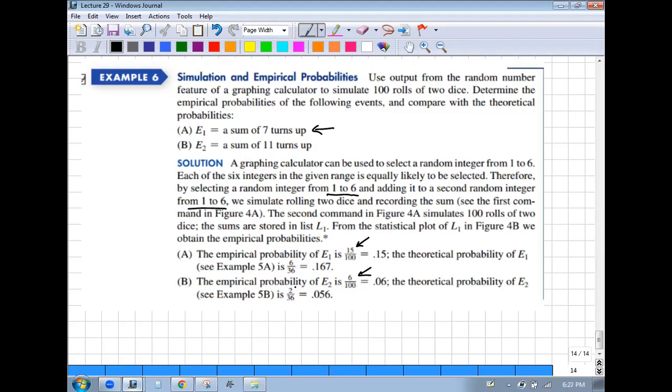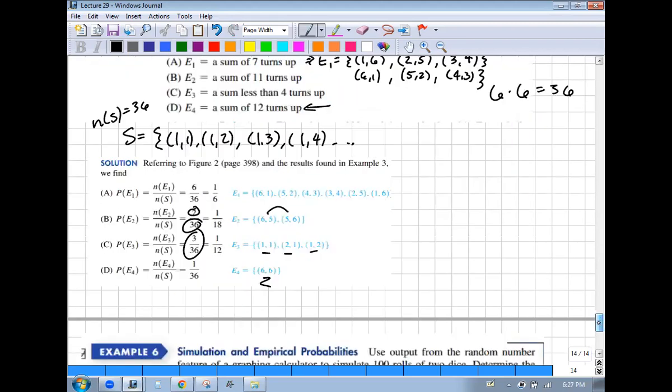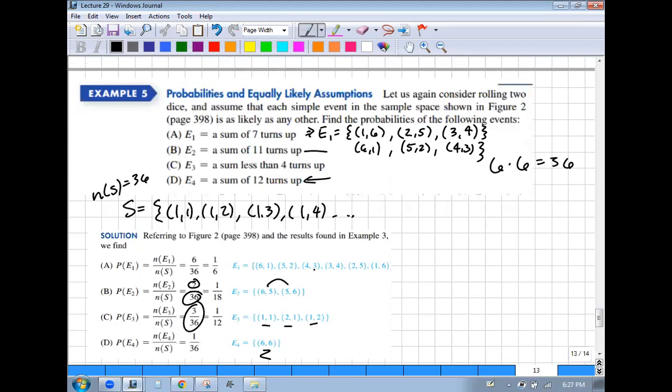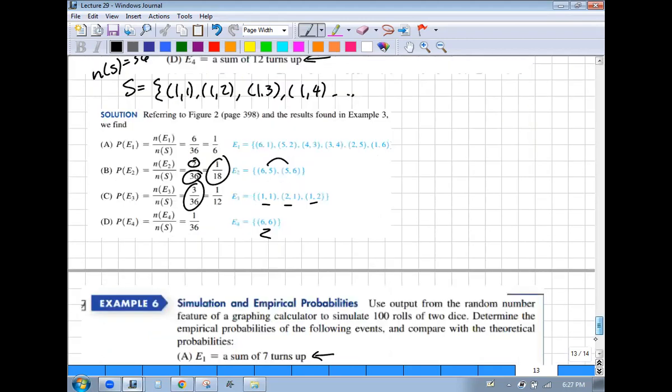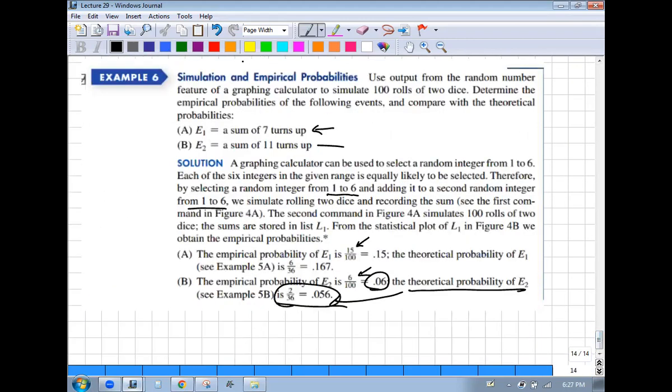So on the calculator, they're getting 0.6. The theoretical is 0.056. So out of 36 possibilities, what is this? To get an 11, right? We saw up here, to get an 11, it's 1 out of 18 or 2 out of 36. A decimal is 0.056. They're showing that if you use a calculator and do the same experiment, you don't get exactly that, right? This is the legit theoretical probability.